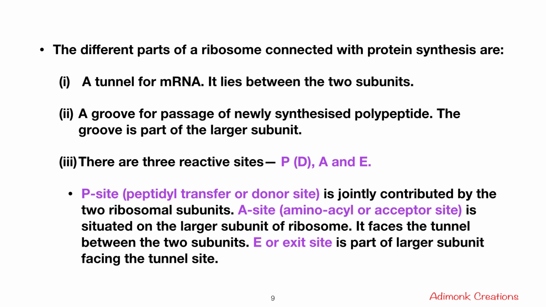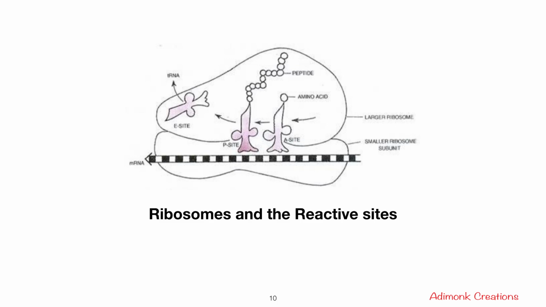The P site is also known as the peptidyl transfer or donor site, which is jointly contributed by the two ribosomal subunits. The A site is also known as the amino acid or acceptor site, which is situated on the larger subunit of the ribosome, and it faces the tunnel between the two subunits. Finally, there is the E site or exit site, which is a part of the larger subunit facing the tunnel. So A is the acceptor site, P is the peptidyl transfer site, and E is the exit site.